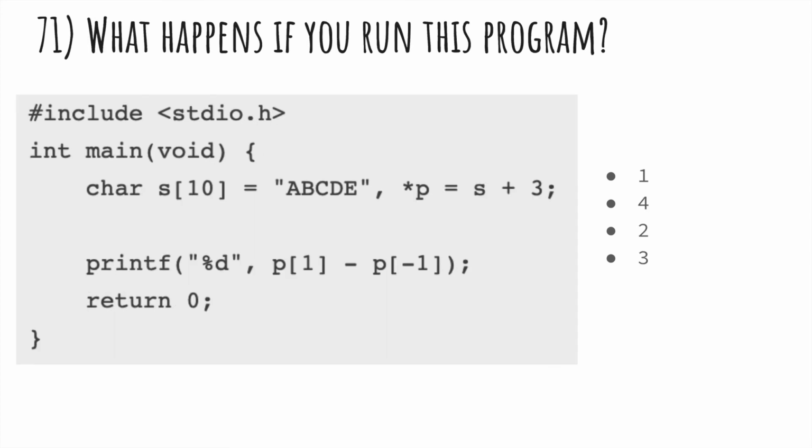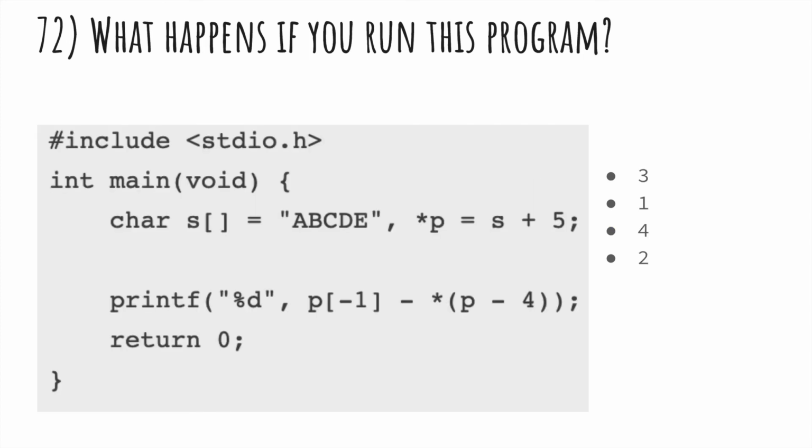How about the next question? We have a pointer p pointed at s plus 3, which is pointed at D. So the string goes DE ABC. So we're outputting p of 1, which is E, minus p of -1, which is C. So E minus C is 2. And that's your answer.